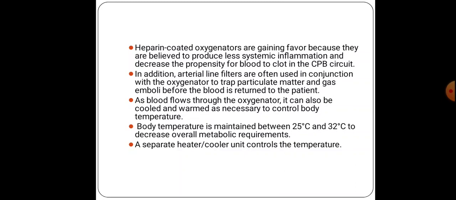As blood flows through the oxygenator, it can also be cooled and warmed as necessary to control body temperature. Whenever blood flows from the oxygenator to other parts, there is a heat exchanger, which is mainly used to maintain the temperature of the blood. The body temperature is maintained from 25 degrees Celsius to 32 degrees Celsius to decrease the overall metabolic requirements. To maintain this temperature, a separate heater and cooler unit is used to control all these parameters.